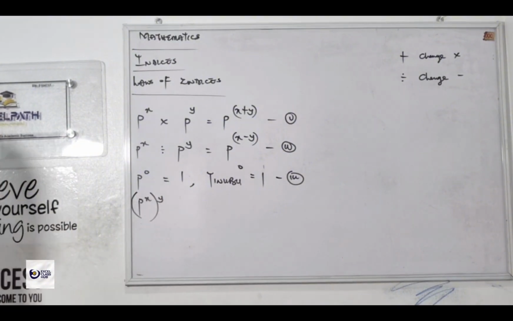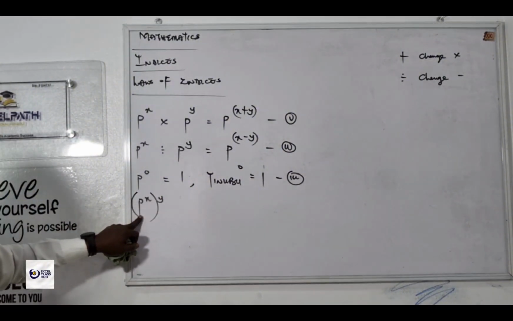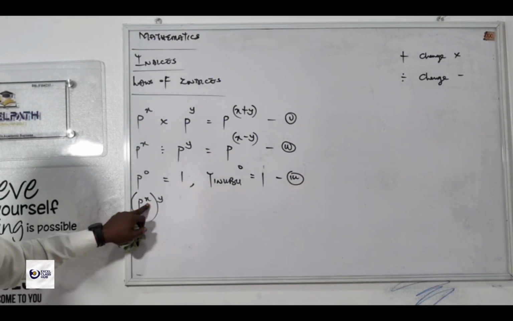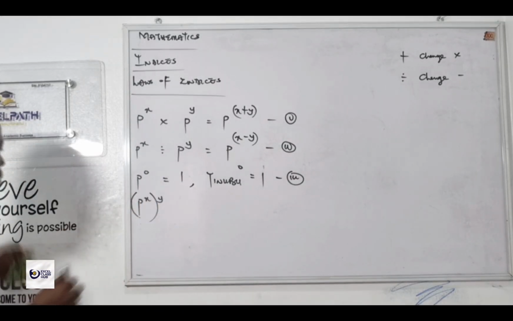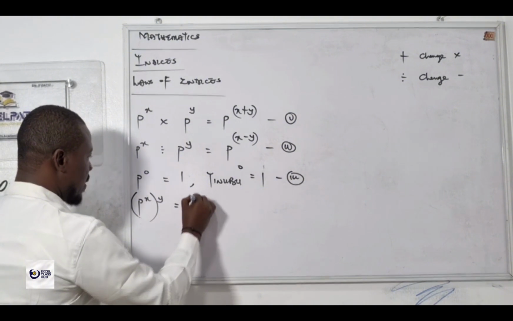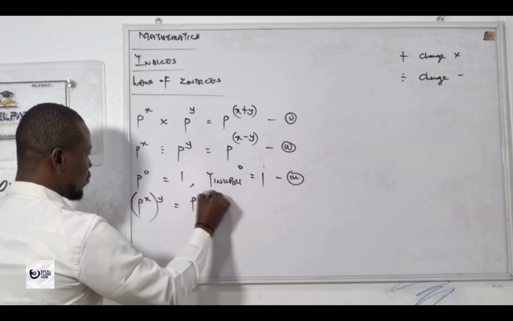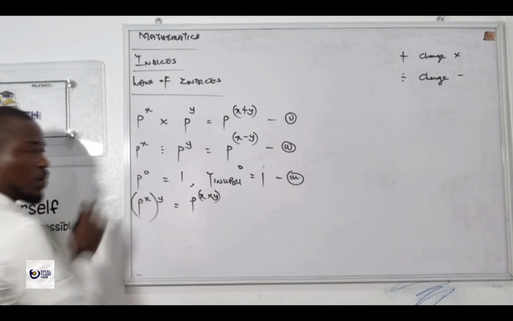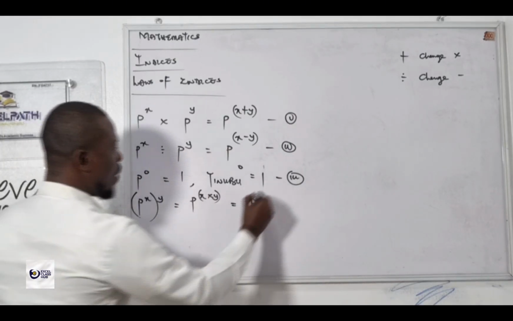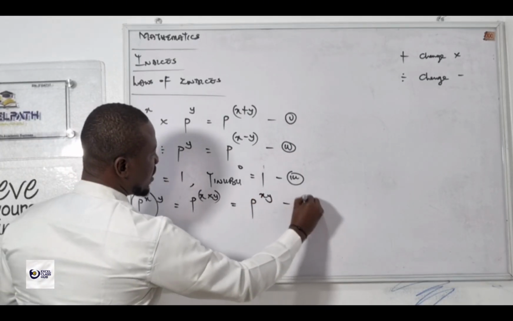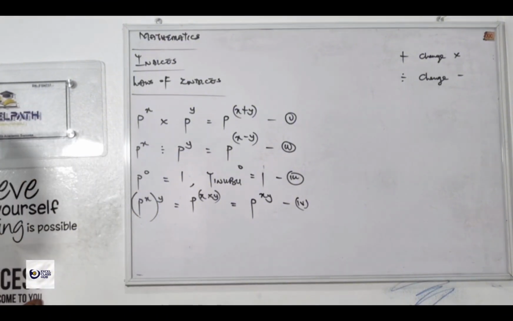P raised to power x, you can see that this P is my base. And this x is your power. But outside the bracket, you still have another power. If you want to solve a question like that, you just open the bracket, P, you use x to multiply y. Just multiply the two powers. So everything will be P to the power xy, which is law 4. Are you with me now?